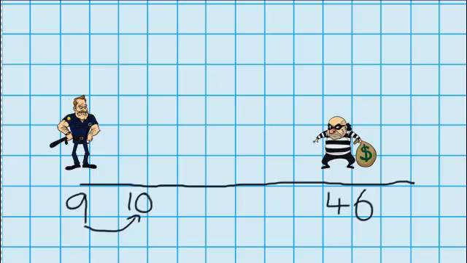So that means my policeman has gone up one house. Instead of being in house 9, he's now on house 10. And I did that by adding 1. Now, the robber is not silly. He doesn't want to get any closer to that policeman. So if the policeman has moved up one house, the robber is going to move up one house. So instead of being at house 46, he's now at house 47. So since the policeman and the robber both moved up one house, the distance between them stayed the same.